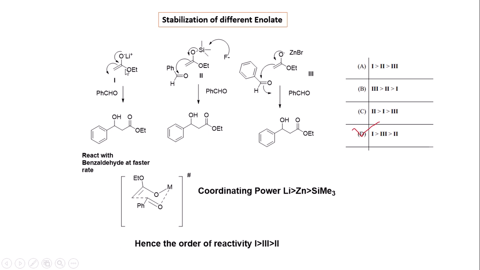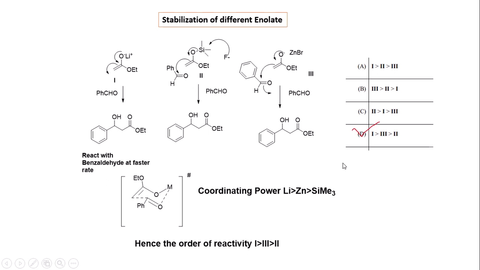But we know that the lithium enolate has greater reactivity, as O minus and Li plus form a tight ion pair, and it easily reacts with aldehydes. In the case of the zinc enolate, the reactivity is medium, because zinc has a stable configuration, the d10 configuration, and the enolate can add to the aldehyde via a cyclic transition state. This is the chair-like transition state.